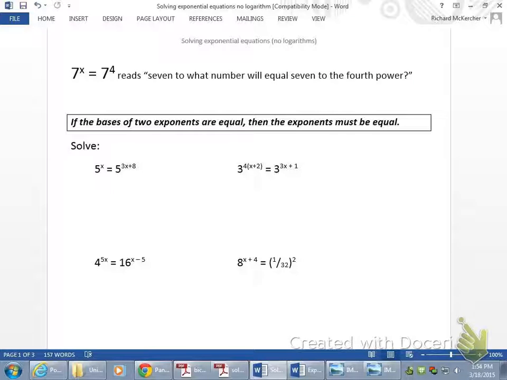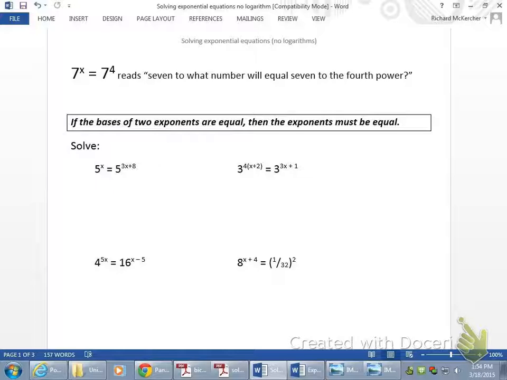All right. Math 2, here we go. This is solving exponential equations. Notice there's no logarithms. That's a new word for us. You probably don't even know what that is because we haven't looked at that yet. We'll do it tomorrow, though. But right now, this is solving exponential equations without using logarithms.